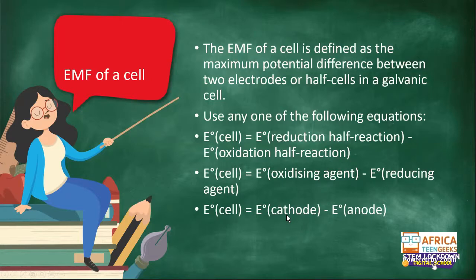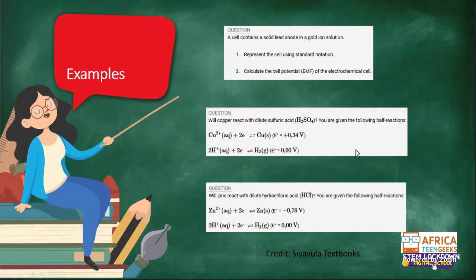And as you will know, reduction occurs at the cathode, which is your oxidizing agent, and oxidation occurs at the anode, which is your reducing agent. So it's the exact same formula written in 3 different ways. And we get these values from our table. So I'm going to do some examples because that is the easiest way to understand it.